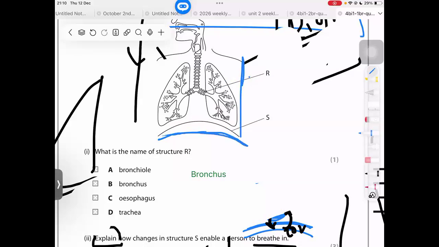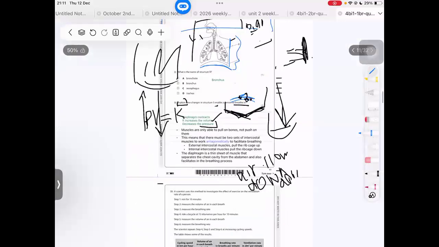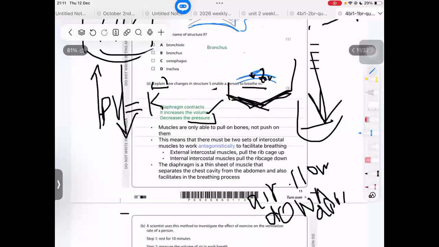Now, when the diaphragm has contracted, we have this much of volume. So the volume has increased actually. So the pressure decreased. So that is the complete answer. And I have taken some other information as well, which is in the syllabus.